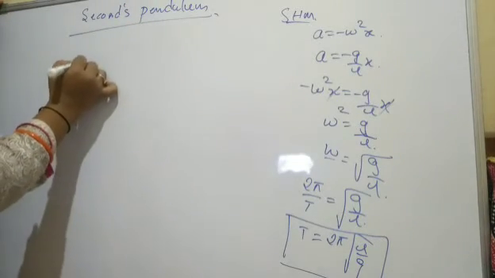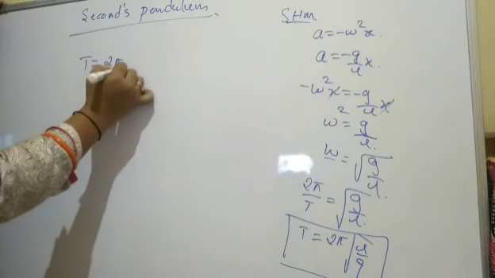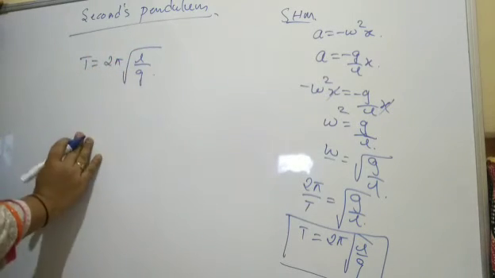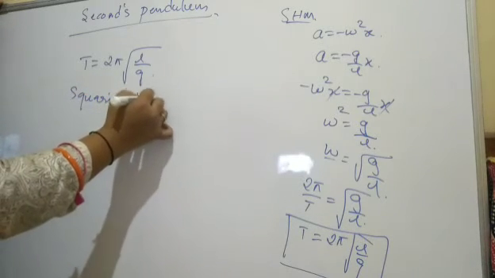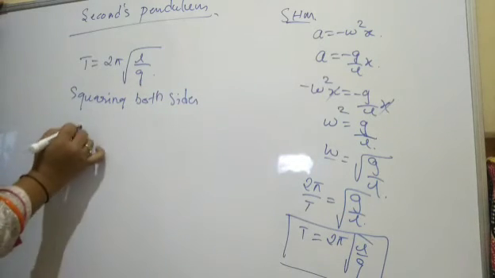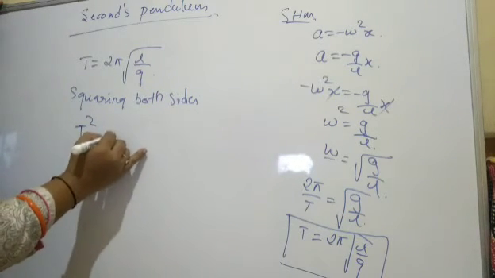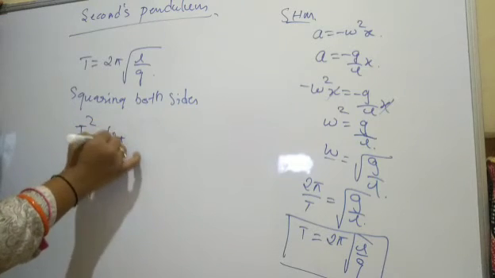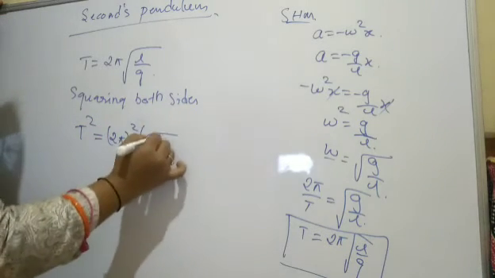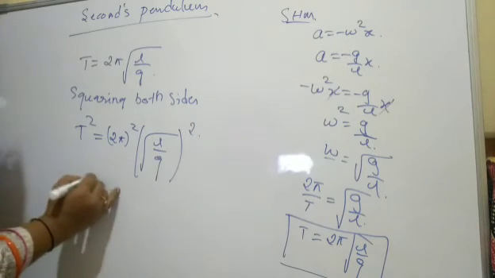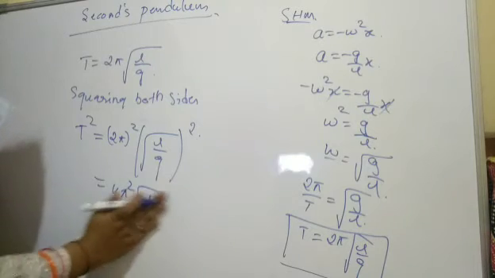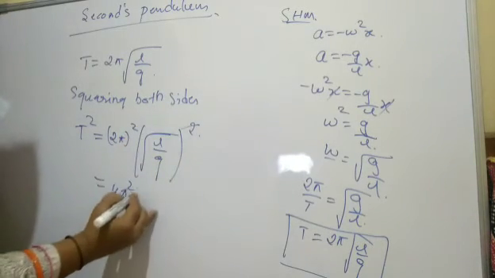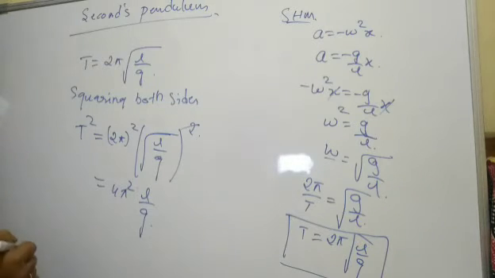For the seconds pendulum, the time period is T = 2π√(L/g). Squaring on both sides, we'll get to know whether it is a seconds pendulum or not. So (2π√(L/g))² is 4π² L/g, since the square and root cancel. That is equal to T².